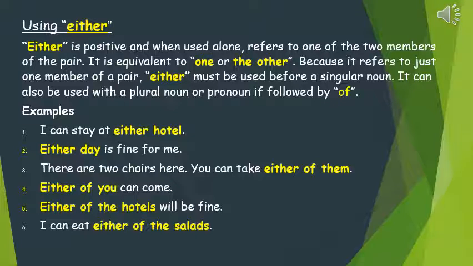Using either. Either is positive and when used alone refers to one of the two members. It usually comes in the affirmative form, giving the meaning of affirmation, not negation, meaning one of two. It is equivalent to one or the other, because it refers to just one member of a pair.